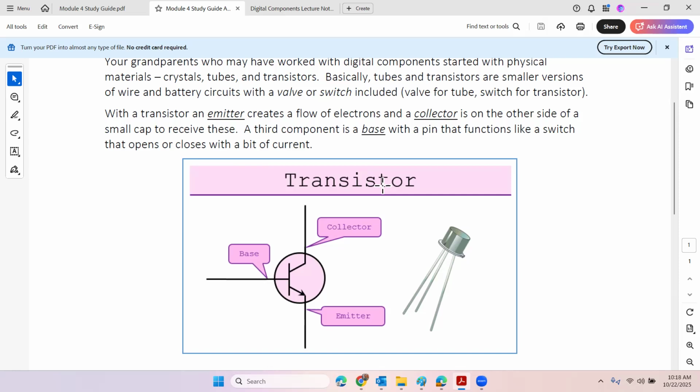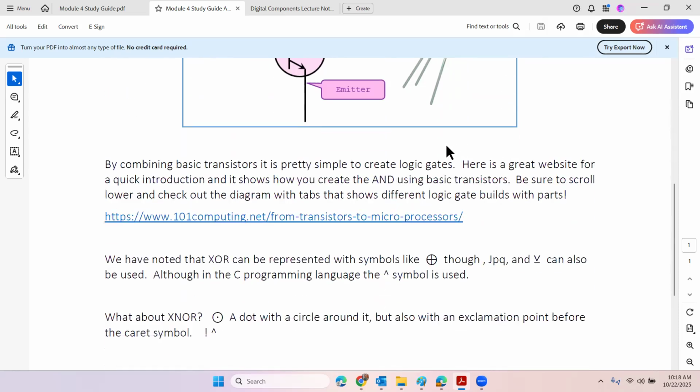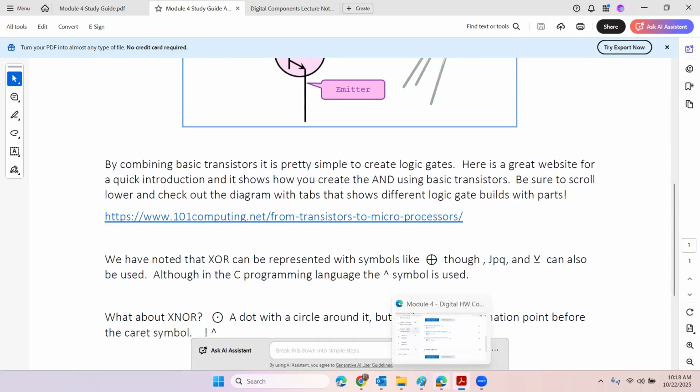Has anyone ever heard of resistors? Have you ever heard of the term resistor? No, I don't think. No. Okay.